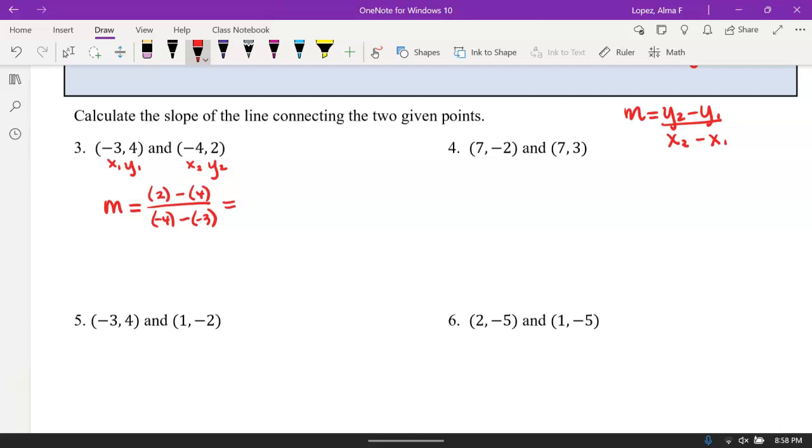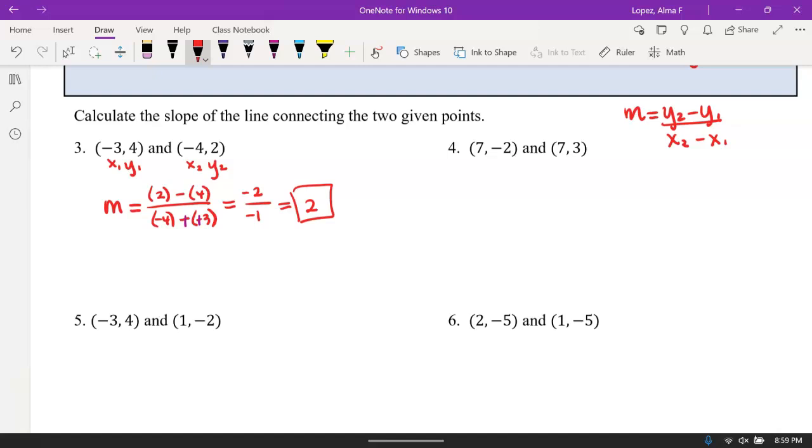2 minus 4 is negative 2. 4 minus a minus 3. Wait a minute. Minus minus. That's a double negative. So it's actually a plus, isn't it? Negative 4 plus 3 is negative 1. So our slope is 2. There's our positive slope calculated for you.